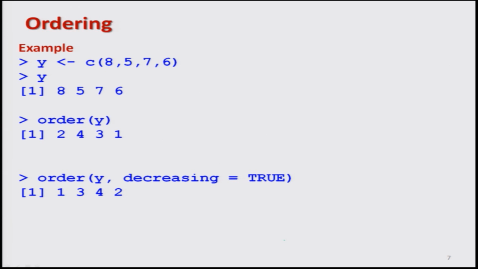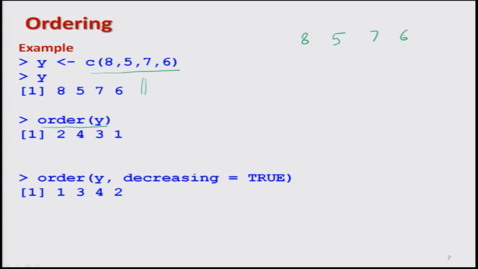Now, I try to take the same data set, say y, which contained 4 values: 8, 5, 7 and 6, that we can see here. These are the values of y, and when I say order of y, what do you think should happen? We have seen that there are 4 values, 8, 5, 7 and 6. So, we have to find out their position. Now, there are two types of position.